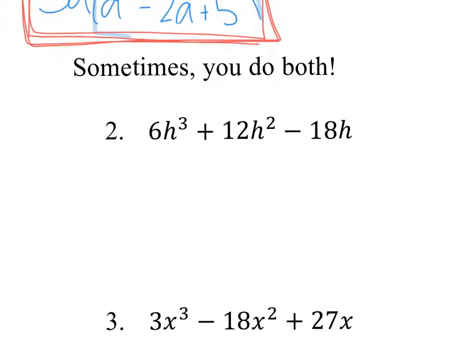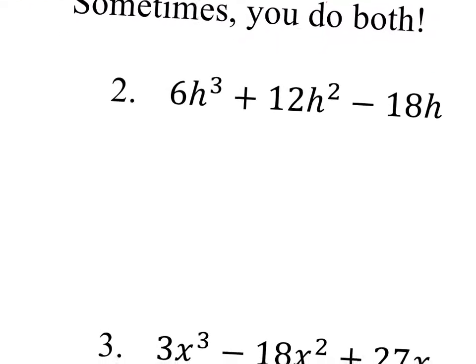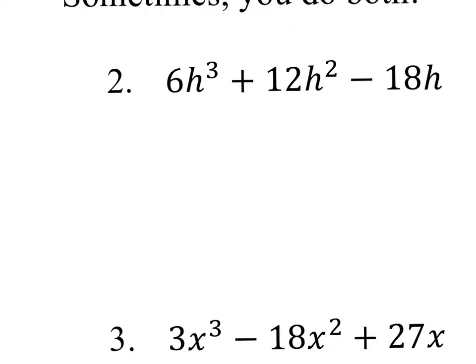Let's look at number 2. Okay, what's the biggest thing that I can take out? Good, a 6. Anything else? An H. So remember, if I take out a 6, I can't also take out a 2, right? Because 6 is bigger. So you want the biggest number that you can take out. Okay. Can I take out anything else? Nope.